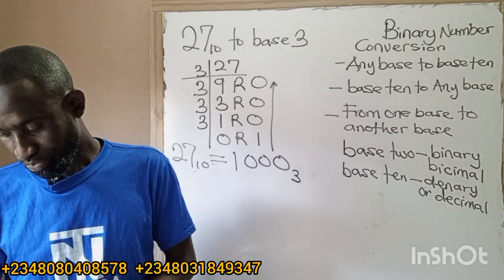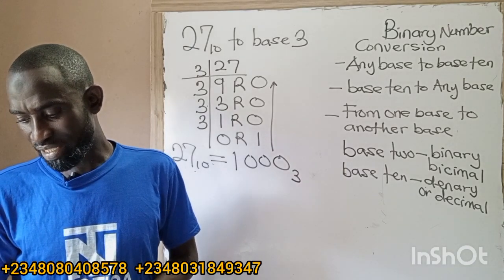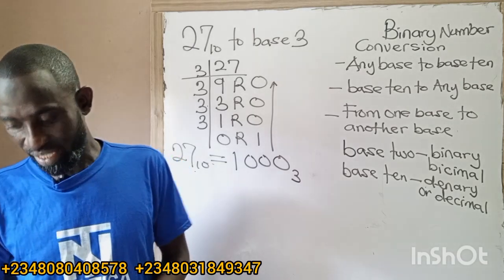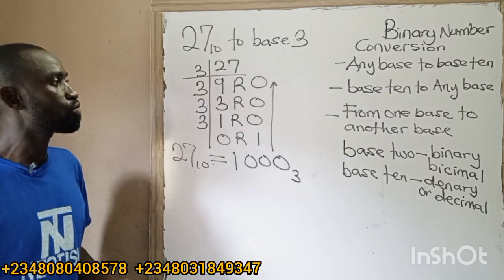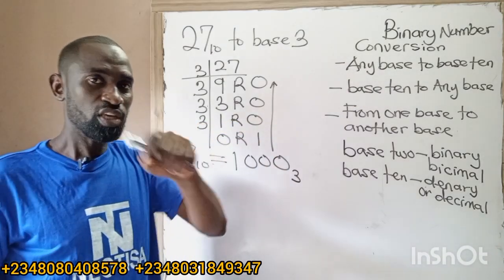Okay, look at this one. Let's convert 72 base 6 to base 3, from base 6 to base 3. So before I do that, let me try and convert from any base to base 10.